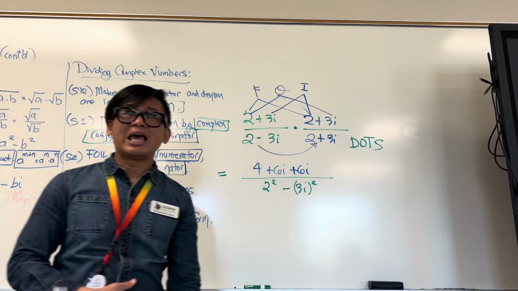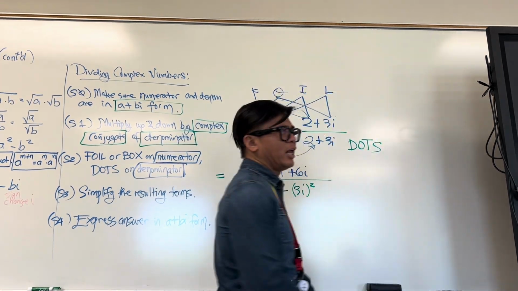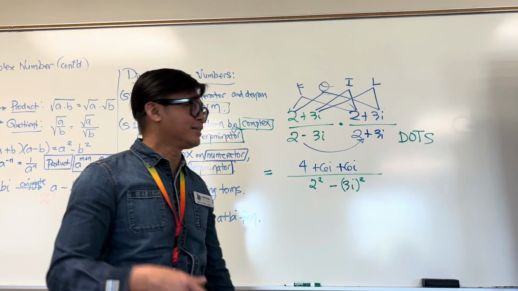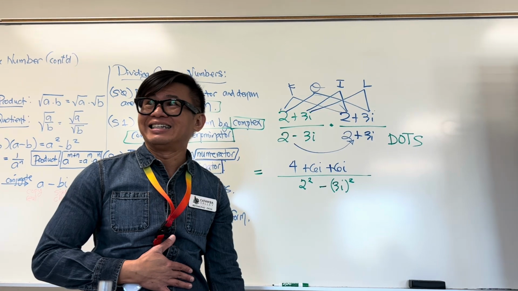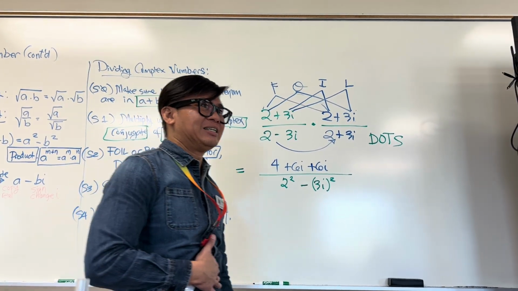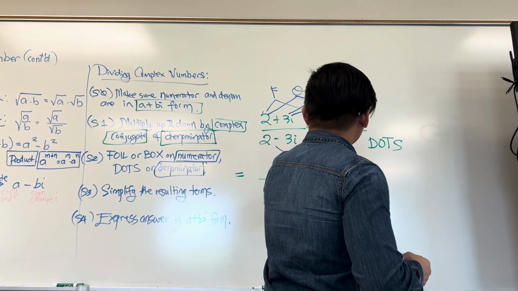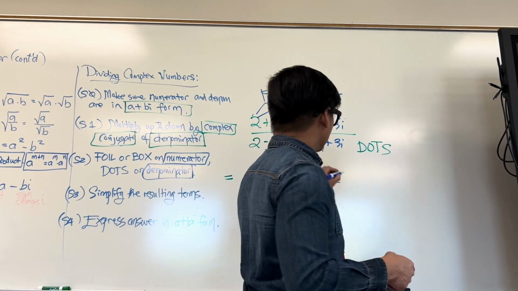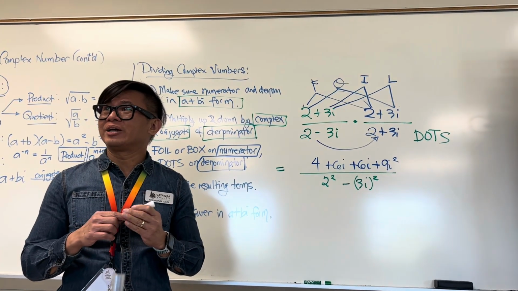And what do you think will L be? L means what? Last terms. Very good, that's correct. So what's 3i times another 3i? Well, 3 times 3? Logan? 9. Plus i times i? i squared. Very good, right? Questions regarding that one, guys?